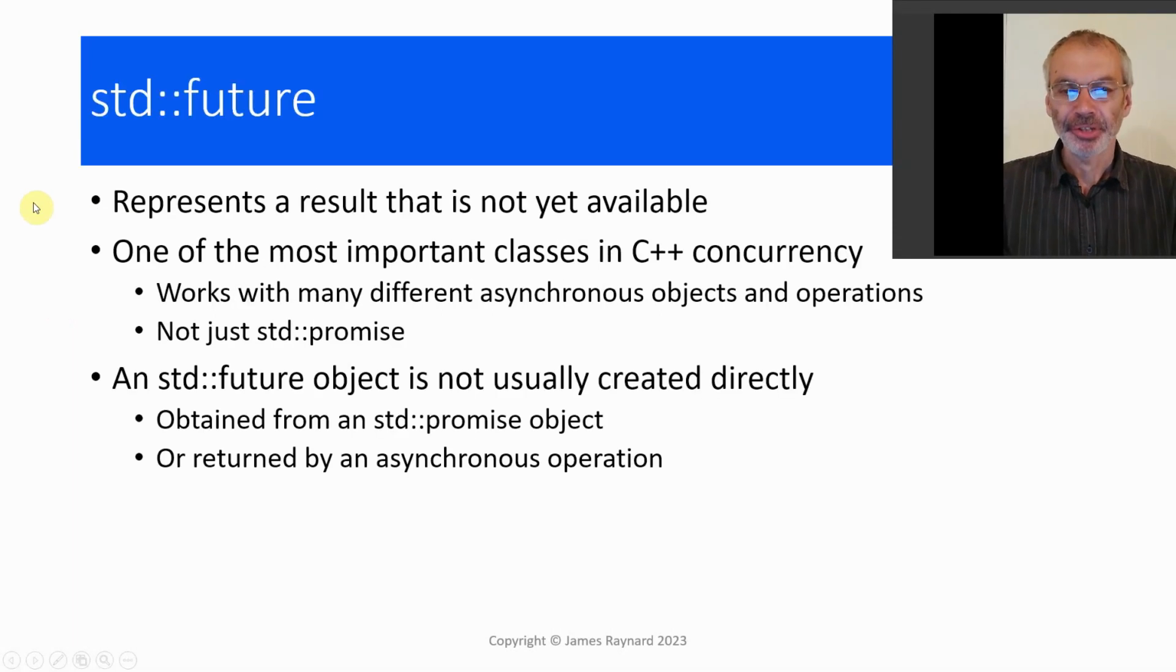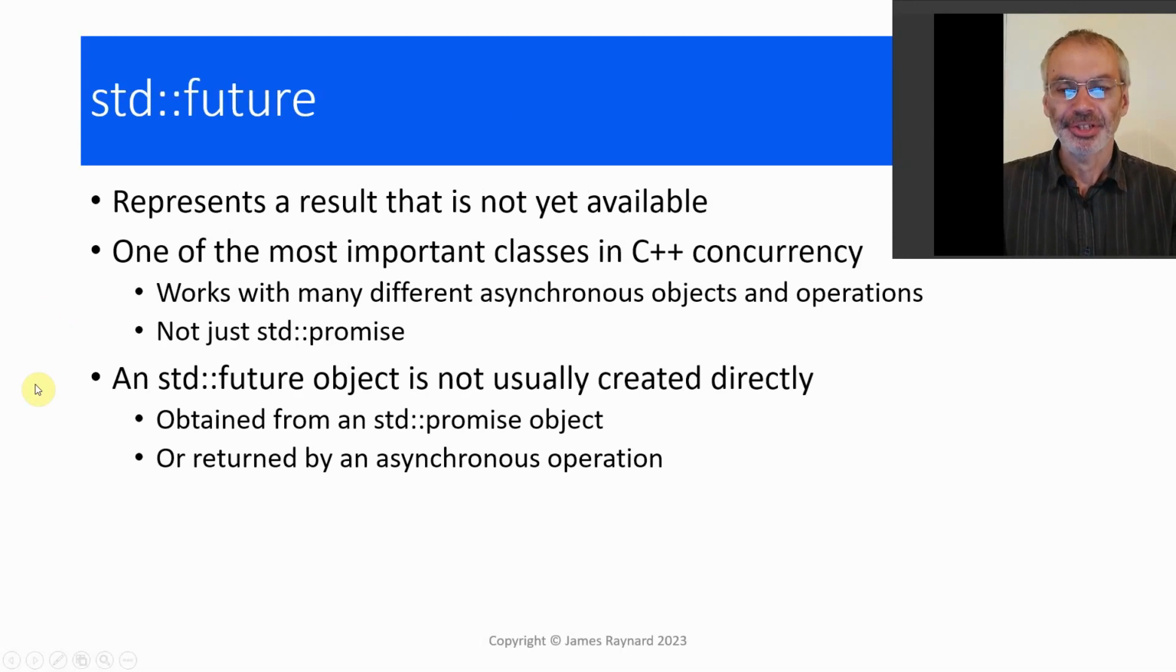The future class represents a result which is not yet available. This is something which will be lazily evaluated. It will be filled in when the result becomes available. And this is one of the most important classes in C++ concurrency. It's used with many different asynchronous objects and operations, not just the promise.